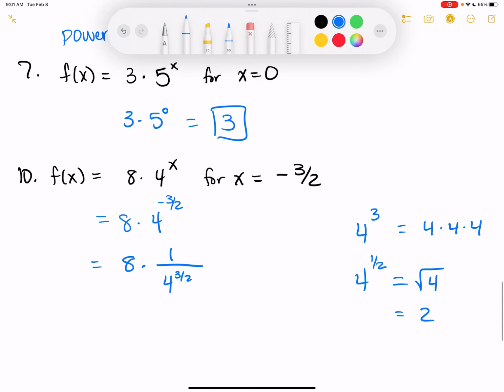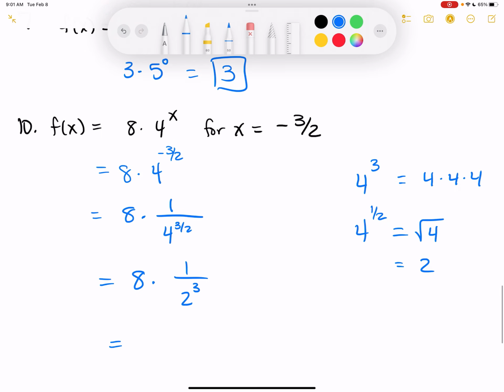So what I would actually do to make my life easier, because 4 times 4 times 4, yes, I could do that, but certainly 2 times 2 times 2 would be a whole lot easier. So I'm going to now have 8 times 1 over, I've taken care of the 2 on the bottom, so 2 to the third. 2 times 2 times 2 is 8. And so that just gives you 1.